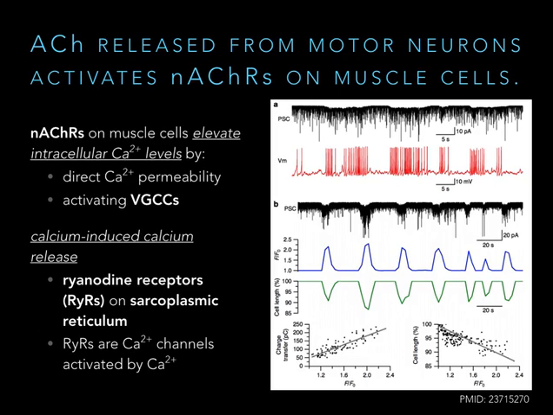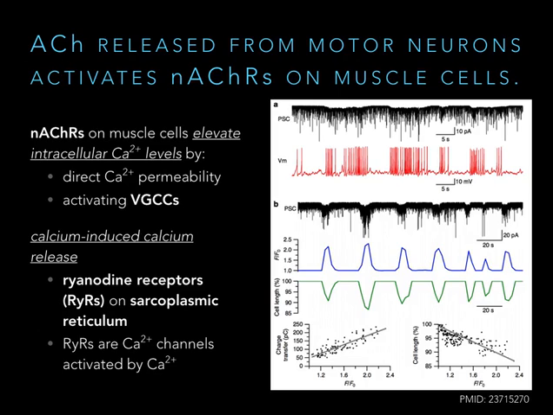All right, and that's what we're seeing here in these data. These data are showing us an increase in intracellular calcium as a result of synaptic input. So the black line is showing you the postsynaptic currents. The red line in panel A is showing you the membrane potential. So we can see a number of action potentials occurring.